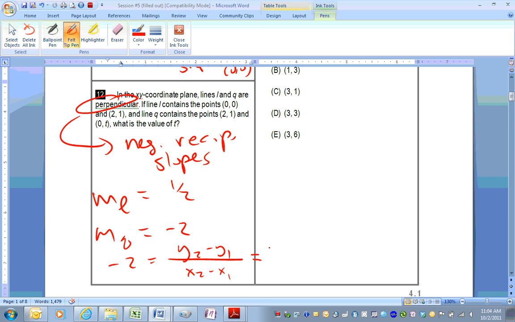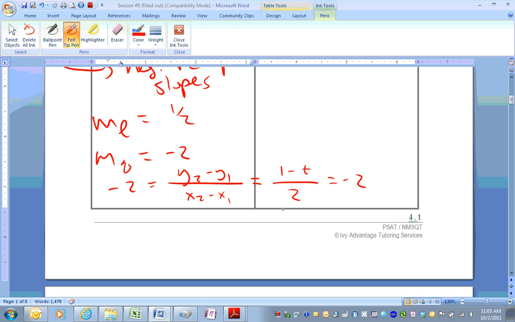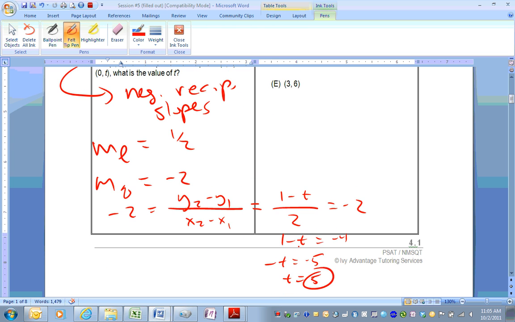Go ahead, Marie. Good, 1 minus t over 2. And just make sure you go in the same order. Marie went from first point to second point for the y coordinates. Do the same thing for the x coordinates. So set equal to -2. Cross multiply. -t equals -5. T equals 5. And that's a grid-in, so you would obviously grid in 5.